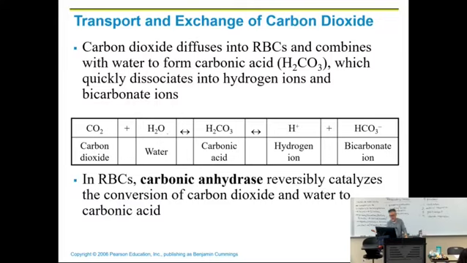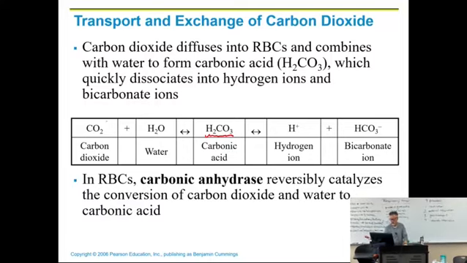So we see CO2 plus H2O transiently, temporarily gives us carbonic acid, right? You can see there's 2 H's and 3 O's and 1 carbon, so everything adds up. So temporarily it gives us carbonic acid.